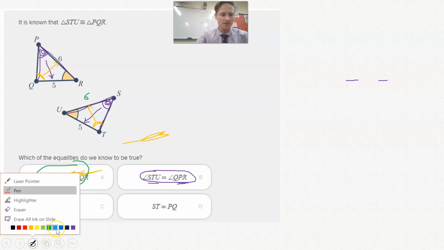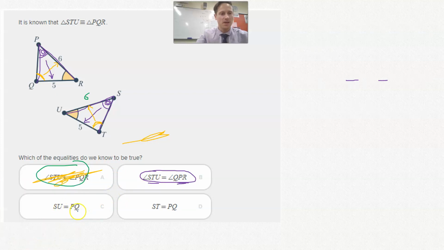Let's look at the last ones. So we've got SU equals PQ. So they're sides. SU is this side here with 6, and PQ is this side here, which is not numbered. We don't actually know the size of that side there. So they are not equal.